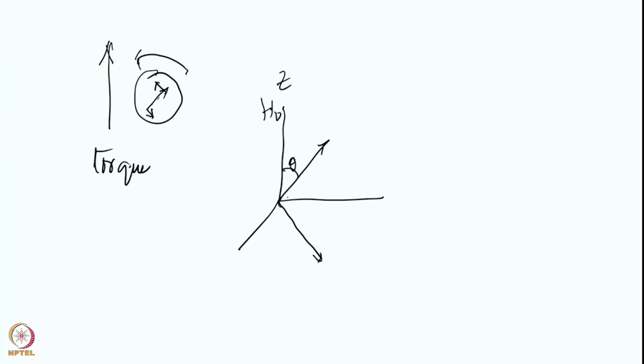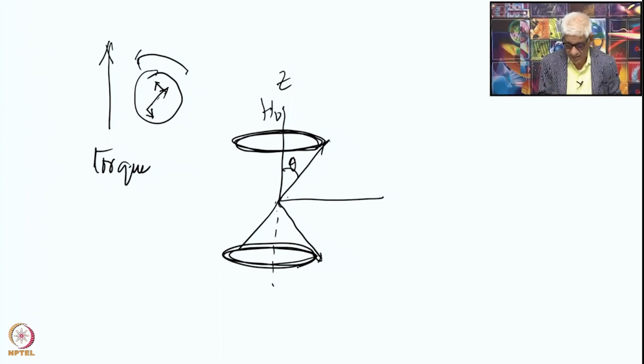What does it do? In such a case, the classical description is that this spin will start exhibiting a kind of motion where it keeps going around like this. And similarly here, this also will keep going like that. The origin of this lies in quantum mechanics, and we will not go into that detail, but the classical description is that this kind of motion is called precessional motion.